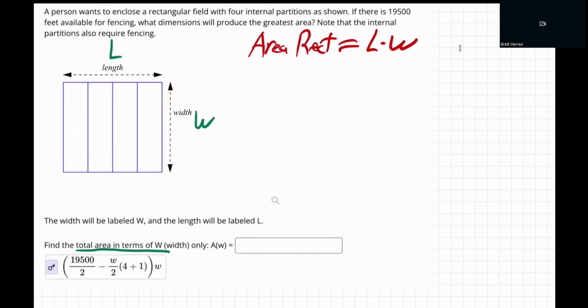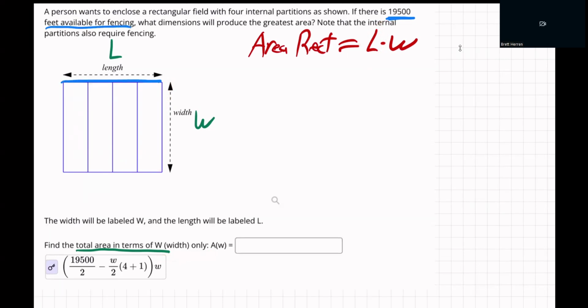But we have to get it in terms of W only, which means we don't want that L. We don't want that L. Well, what are we going to do about that? Well, we need another formula. And that's going to be in terms of the 19,500 feet of fencing.